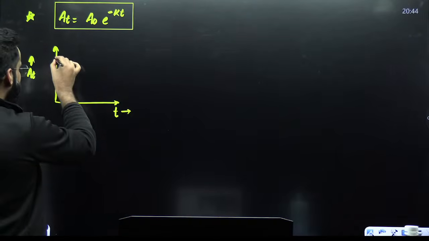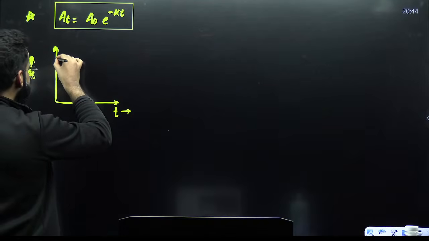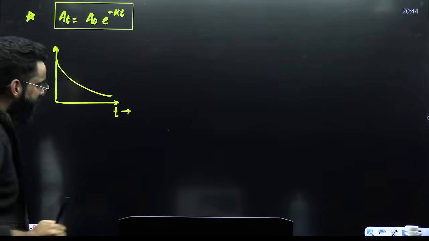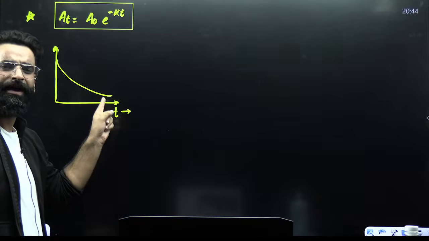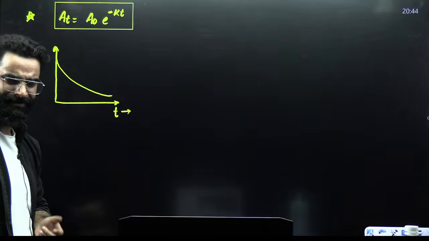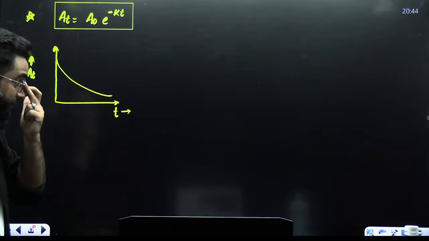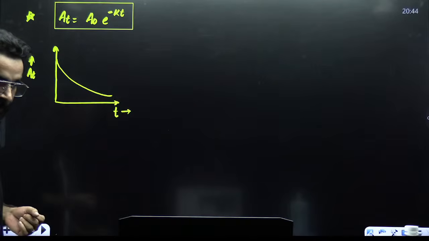So let me start somewhere from here. Technically it should be closer to this, but I'm showing it like this. Is this graph going to touch the time axis here? No, it's going to touch the time axis at infinity. There are reasons when you talk about first order kinetics, but I'm not going into the reasons. I'm just showing you how to draw the graphs basically.